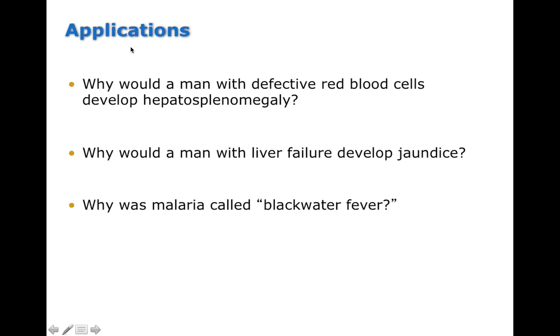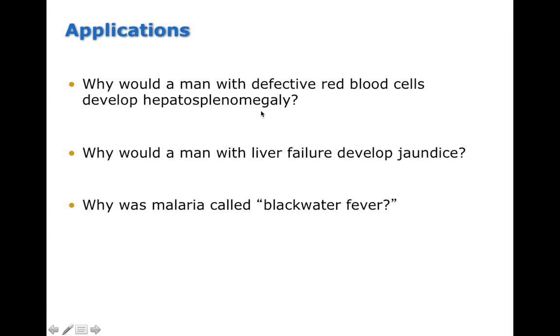Now, so some examples here. The question here says, why would a man with defective red blood cells develop hepatosplenomegaly? Well, hepato is liver, and splenomegaly is spleen, but megaly is enlargement. So if you have defective red blood cells, they're more likely to break down. And since the liver and spleen take care of damaged red blood cells, they're going to be working overtime, or kind of have a lot of stress to remove these damaged red blood cells from the bloodstream, and therefore, as an organ, they're going to get larger.